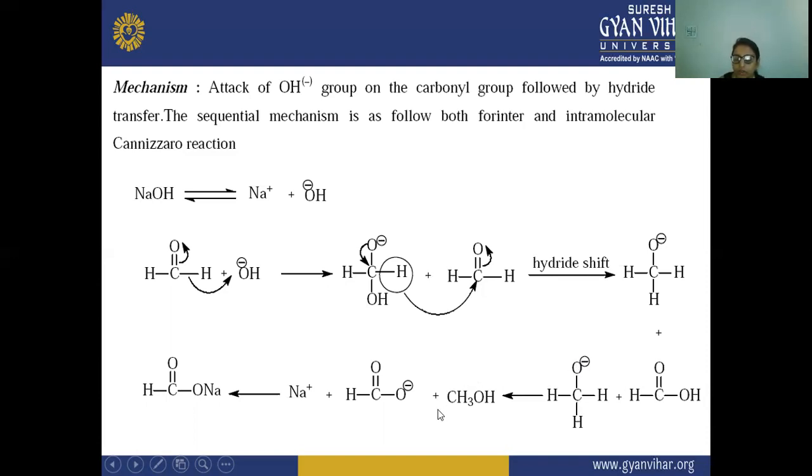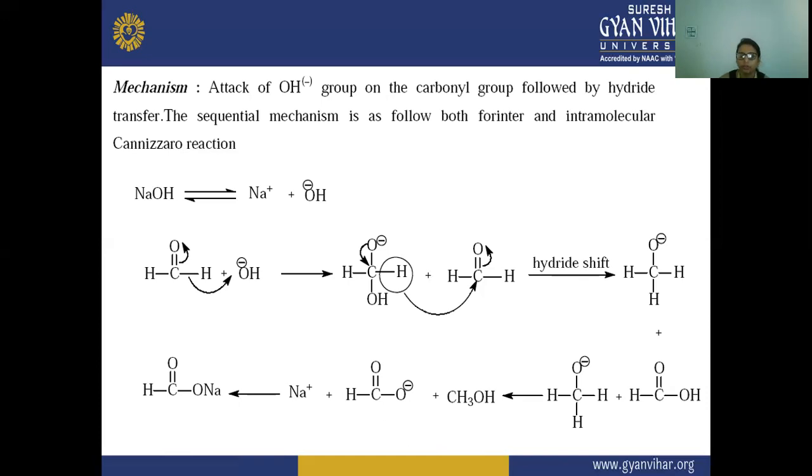You will see the alcohol is formed here, and the carboxylate ion is formed here. After that, the Na formed from this reaction will react with the carboxylate ion, and there is a formation of the sodium salt of carboxylic acid. So the two molecules formed are one, your alcohol, and the second, the sodium salt of carboxylic acid.